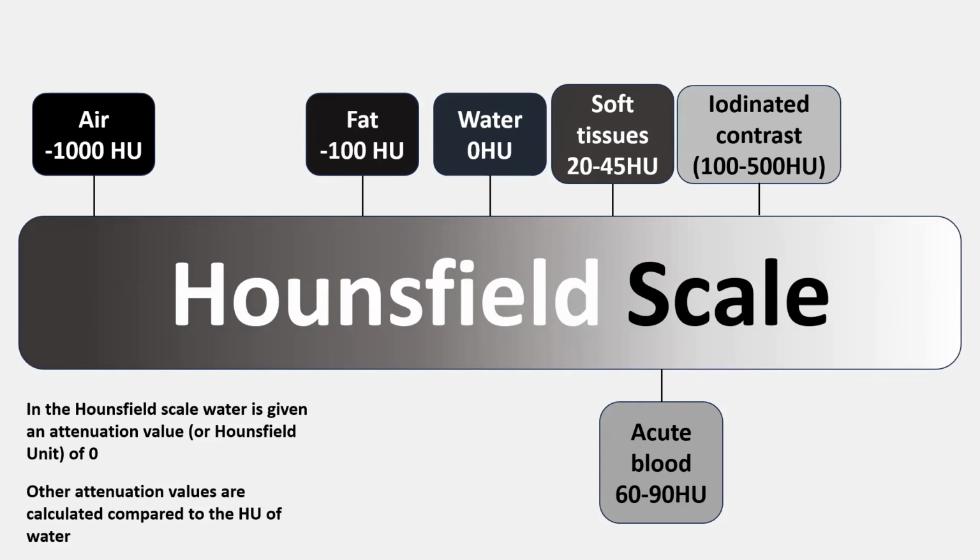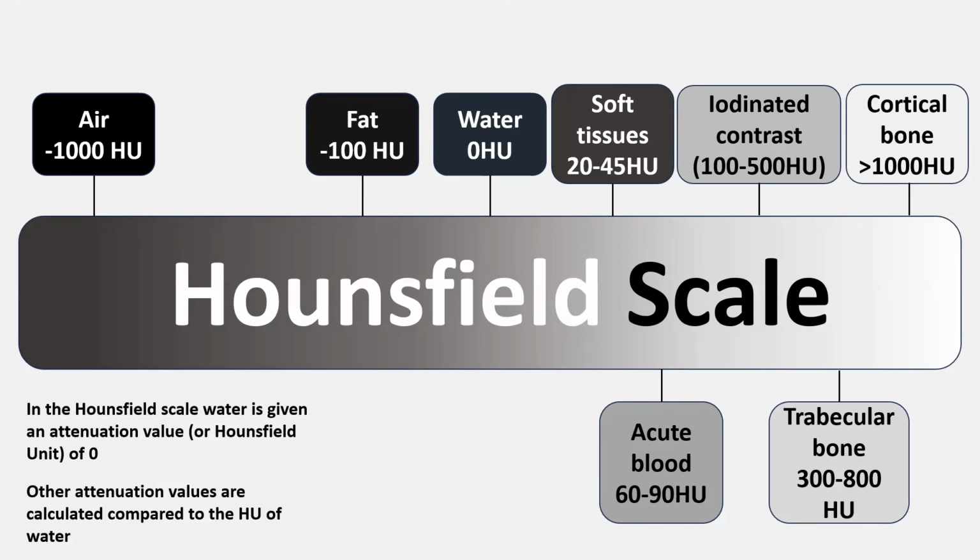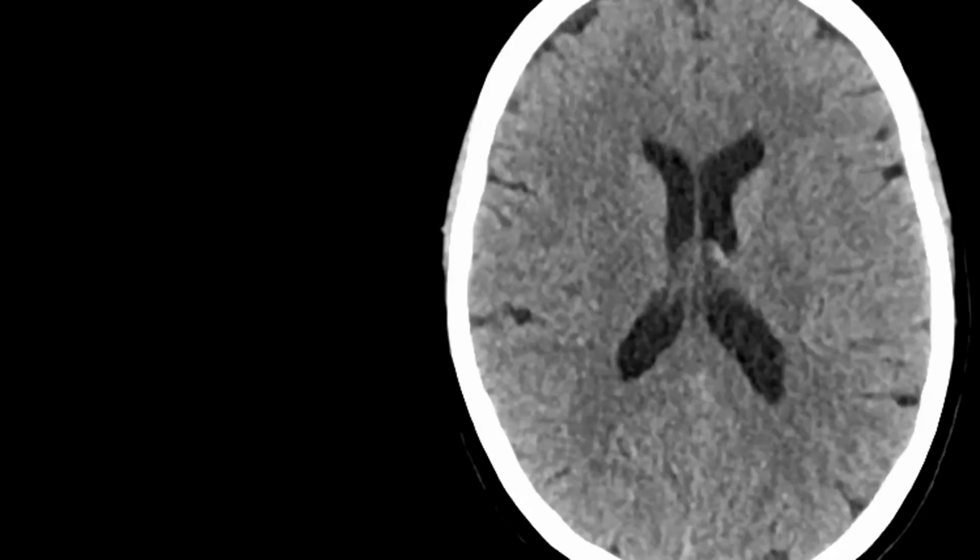to 90. If we administer iodine-based contrast agents to a patient, these have a high attenuation value of 100 to 500 Hounsfield units, and one of the most hyperdense structures, or the most hyperdense structure in the body, would be the bone. The bone consists of trabecular bone, which has a somewhat lower attenuation value compared to cortical bone, because the bone is less dense there, and that's also the part of the bone that contains the fatty bone marrow. And cortical bone has a very high density of more than 1000 Hounsfield units.